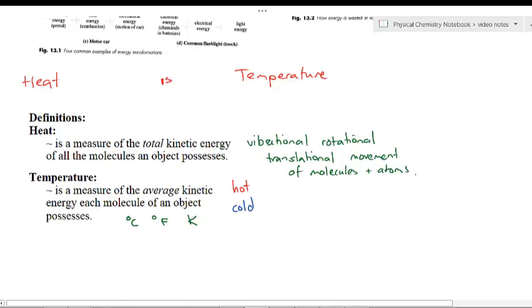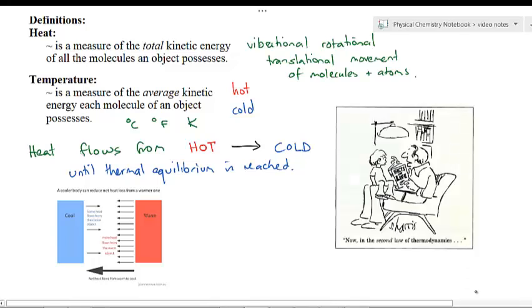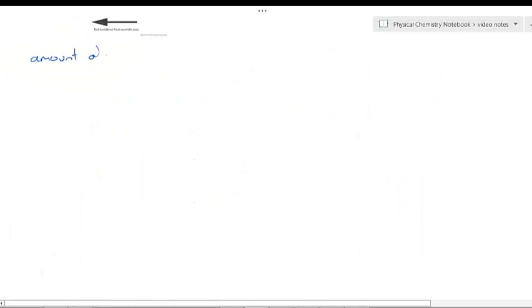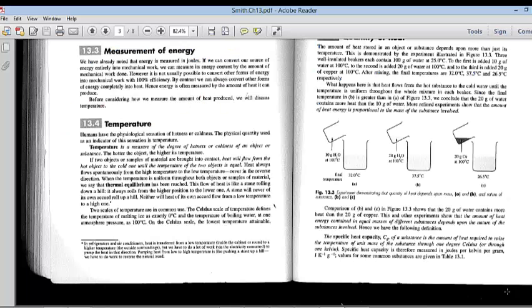And when we measure heat, we generally measure a change in energy. Heat always flows from hot to cold, so from a hot temperature to a cold temperature, until thermal equilibrium is reached. This is the second law of thermodynamics. So, how do we measure the amount of heat? Well, we know that it's proportional to the mass, and it's also proportional to the nature of the material. So, hot water has less energy than hot oil.